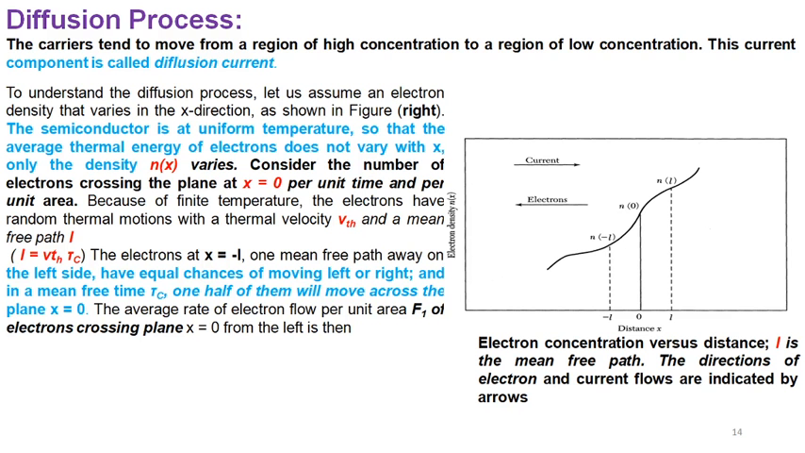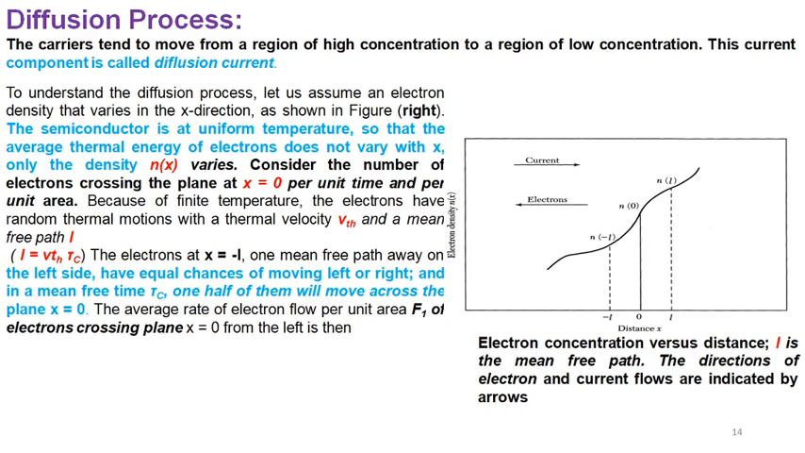Then the diffusion process. As you studied in material science, atoms or molecules move from a region of higher concentration to a region of lower concentration, even without an external factor applied. Here also we have carriers, holes or electrons, which can move from a region of high concentration to a region of low concentration. In terms of charge carriers this means current, and that current is called the diffusion current.